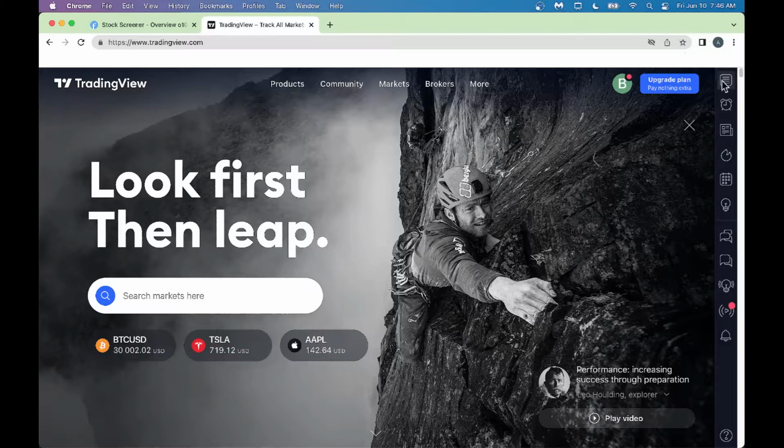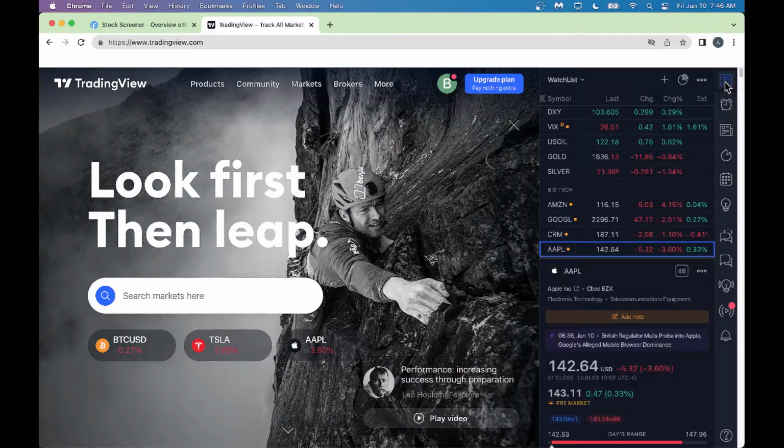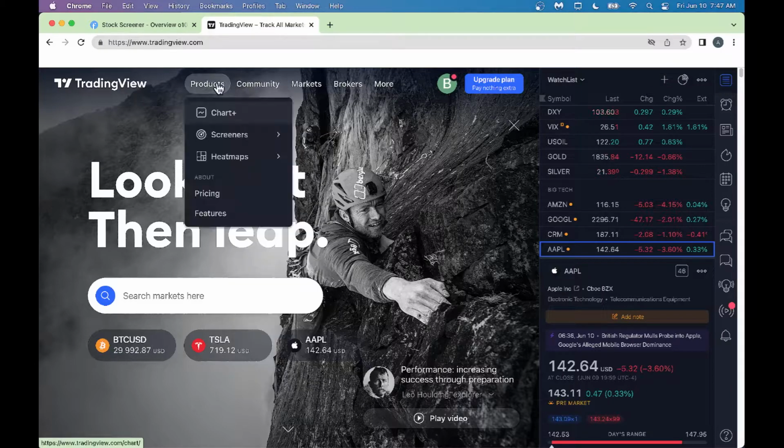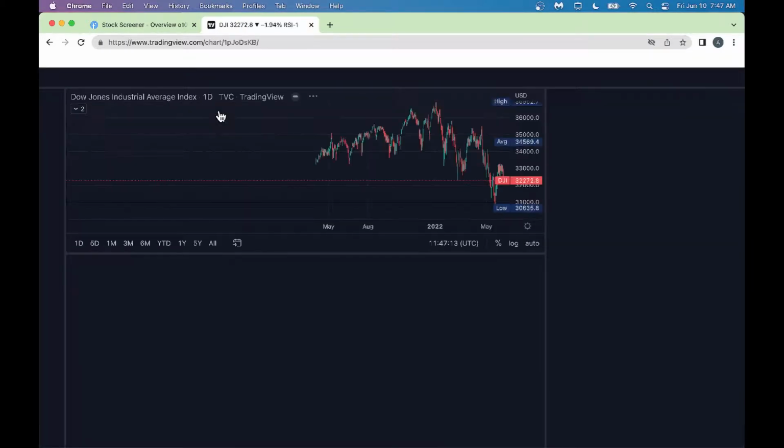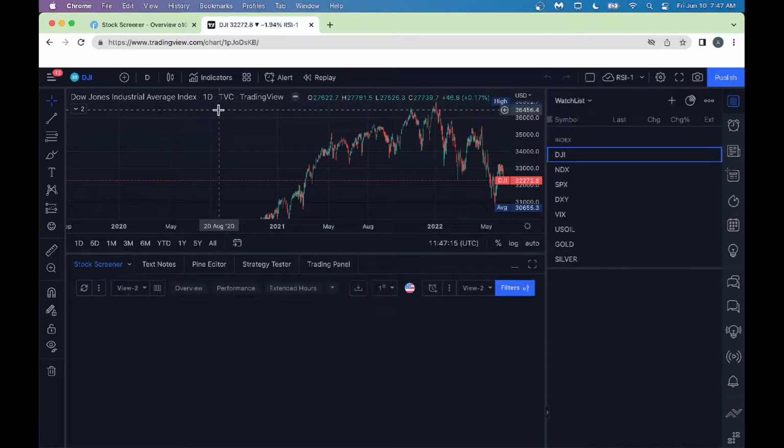the list here. They've got a nice watch list here. I click on the watch list to see what's going on in the market. And I will also bring up my chart, so that way I can look at the chart at the same time. So I go here to the products and get the chart, click on chart plus, as you can see here. Now I've got my chart as well as my watch list right here.